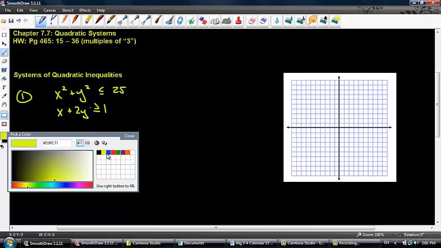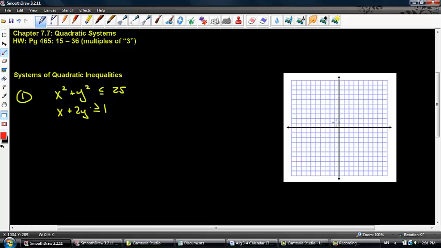What I've got is a circle with the center of 0, and it has a radius of 5, so I move out 1, 2, 3, 4, 5, in each direction. And I believe this one needs to be out more. Okay, so now let's go ahead and just draw this circle real quick.